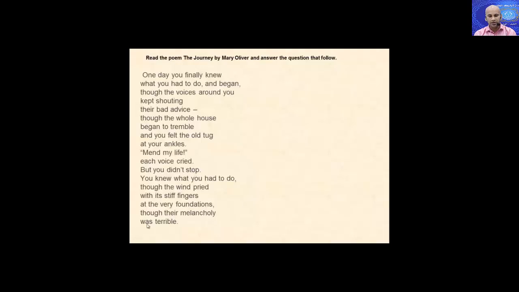Then, you knew what you had to do, though the wind pried with its stiff fingers. The wind was very powerful, trying to destroy, with its stiff fingers, the very foundation of your family. It means the root of your family was destroyed or broken. Their melancholy, their extreme sadness, was even terrible, but you didn't stop. So here, these lines can be taken. There are several lines.